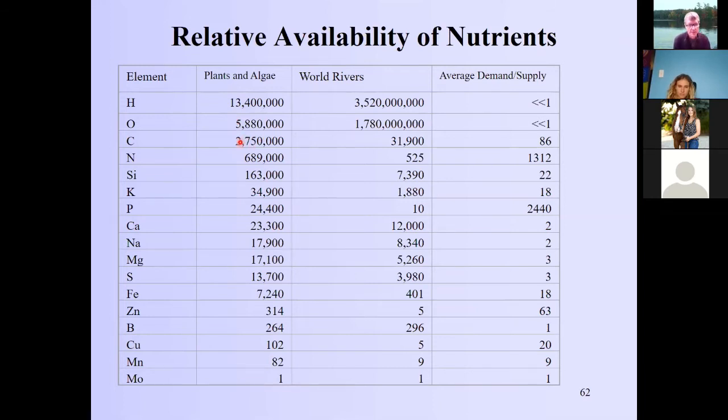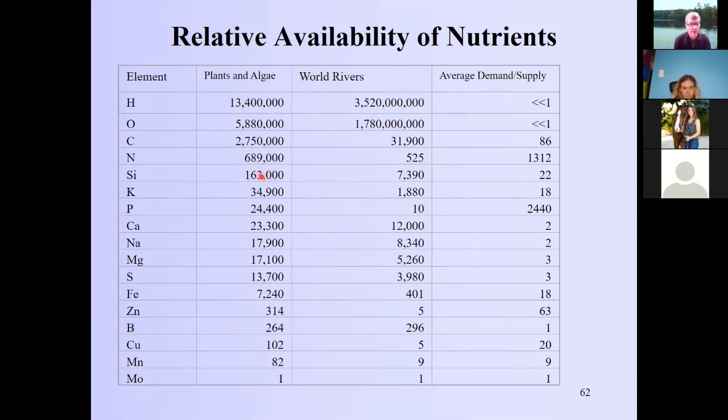But since cells are made up of carbon, you have quite a bit more carbon in plants and algae relative to the amount of molybdenum than you do in natural waters. But because of bicarbonate equilibrium and CO2, and the fact that there are organisms suspended in world rivers and organic carbon, you still have quite a bit of carbon. Now we start getting into some of the other things. So there's nitrogen, a lot of nitrogen, a good bit of silicon in plants and algae.